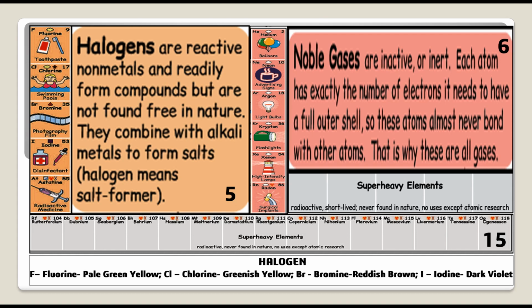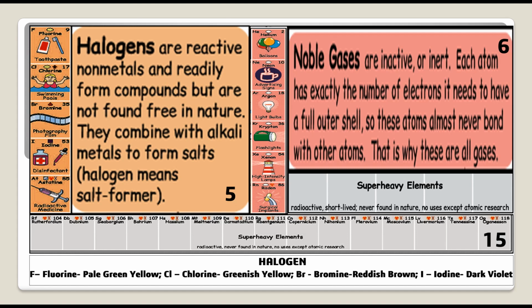Next is super heavy metals. Under this category, there are 15 elements. These super heavy elements have some characteristics: they are radioactive, may be short-lived, never found in nature, and have no uses except atomic research. That is about super heavy metals.